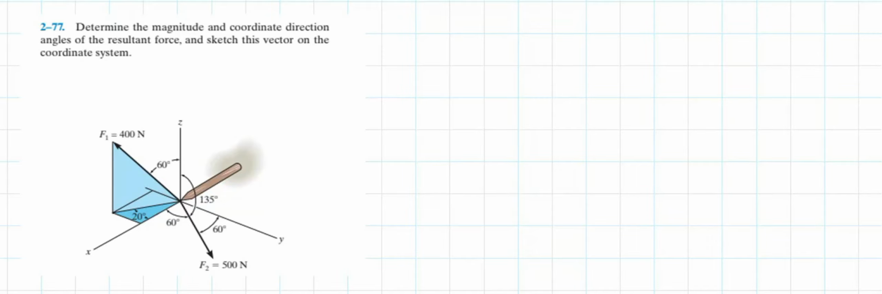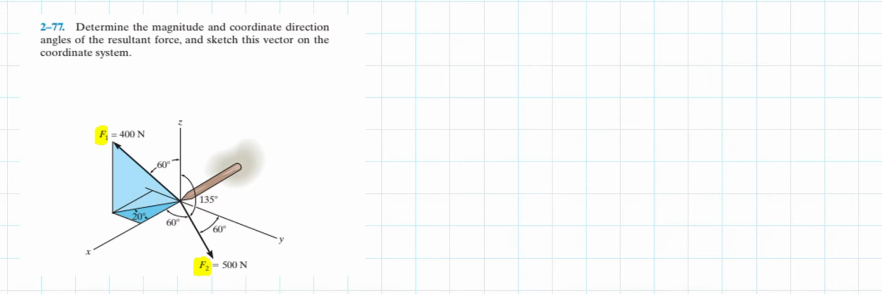Guys, welcome back. Just try this question. This question says: determine the magnitude and coordinate direction angles of the resultant force and sketch this vector on the coordinate system. Now, if you see the question diagram, there are two forces given to us. One is F1 and the other one is F2.